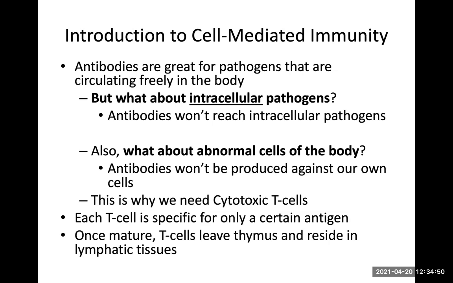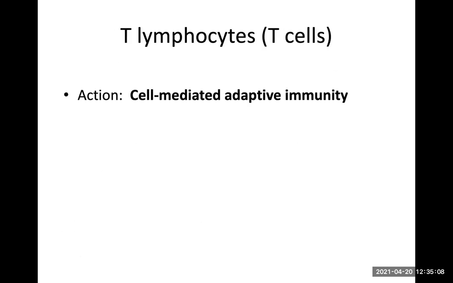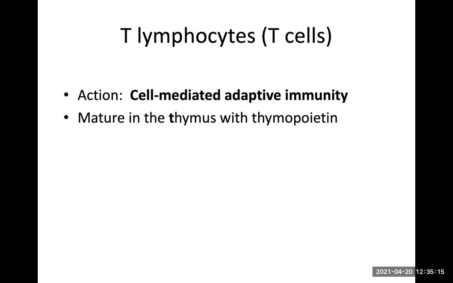Each T cell is specific for a certain antigen, so it is still part of the adaptive immune system. Once mature, the T cells leave the thymus and reside in the lymph tissue. Remember these properties. The overall purpose of T lymphocytes is cell-mediated adaptive immunity. They mature in the thymus, and they depend on the hormone thymopoietin to be able to mature there.